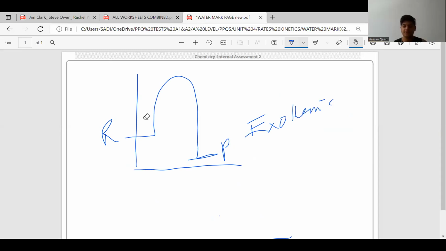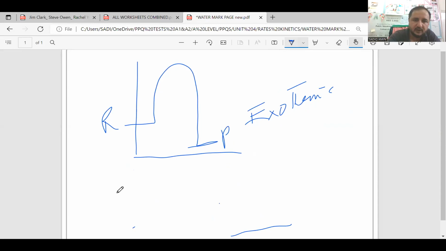Sir, we have these both the exothermic and endothermic diagram in our copies. See this now. We have a delta H value here.